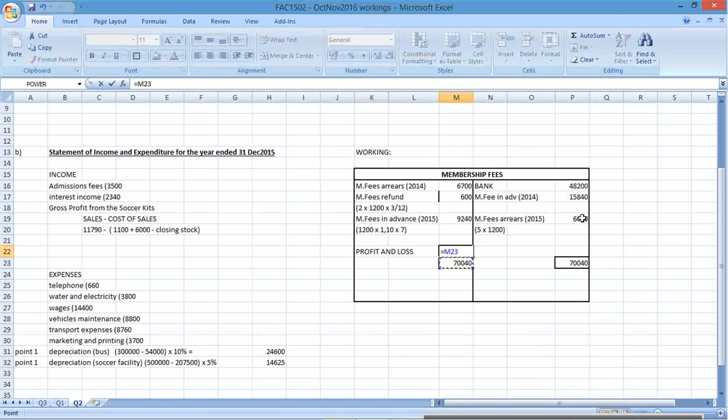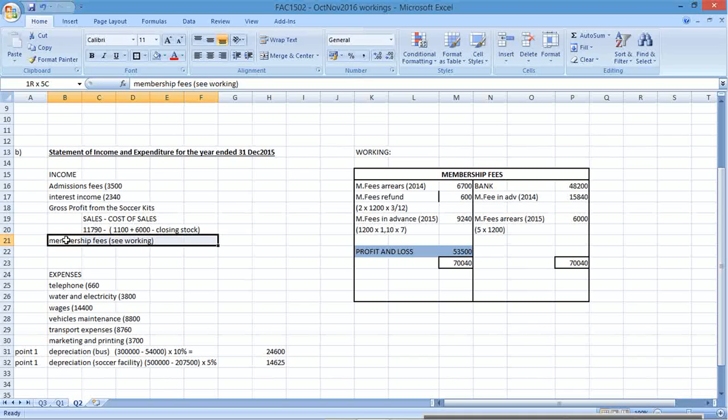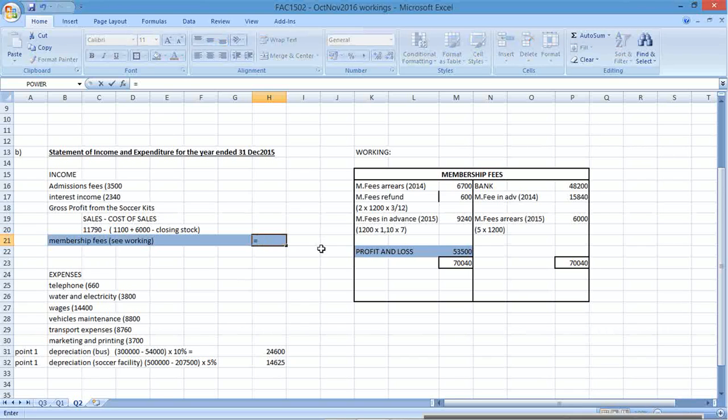Okay, so this minus this minus this minus this. Okay, that will go to your income statement over, where's it? No, we didn't write it in. Membership fees. Okay, it's always going to be the most difficult calculation, the membership fees, because you need to process last year's accruals and this year's accruals. Okay.